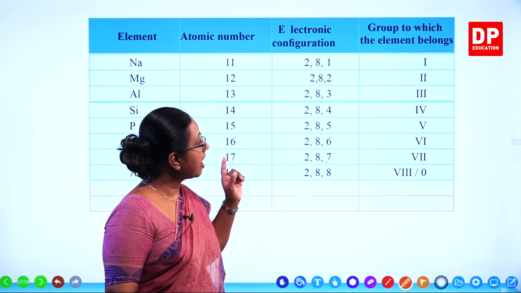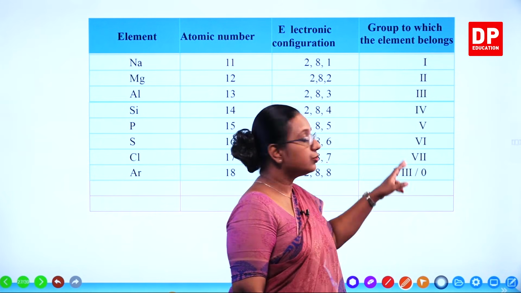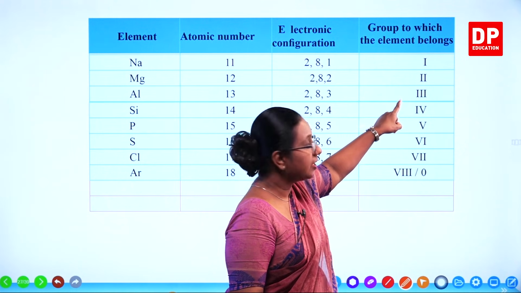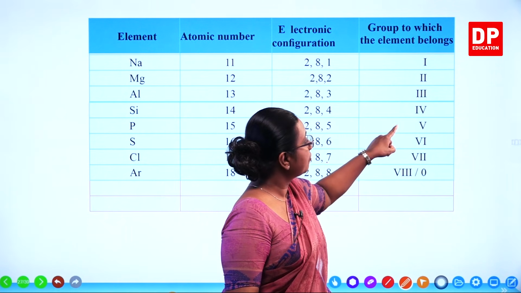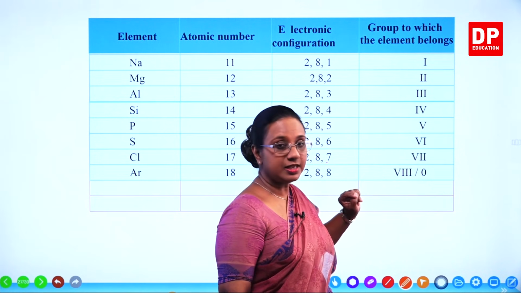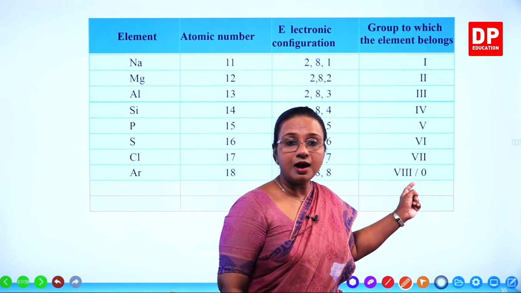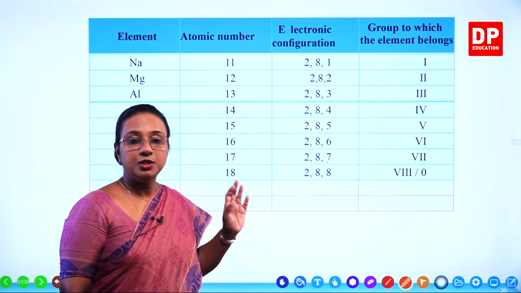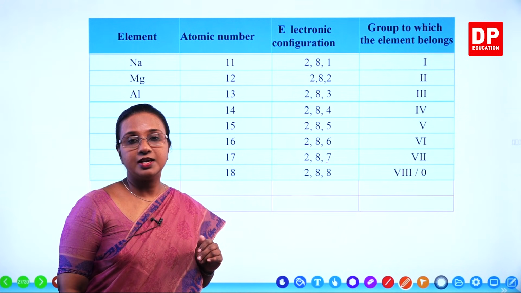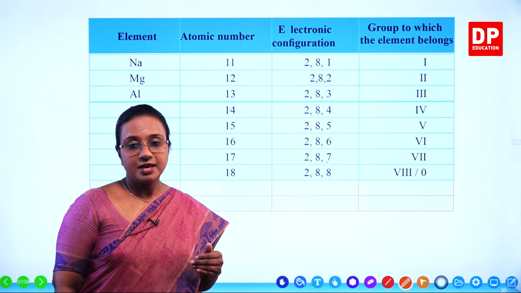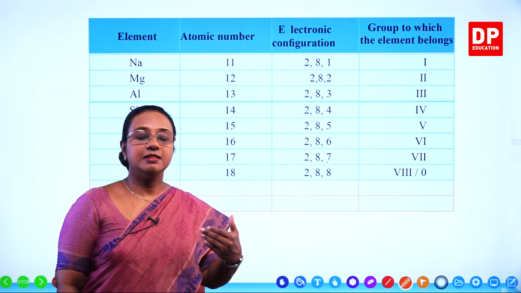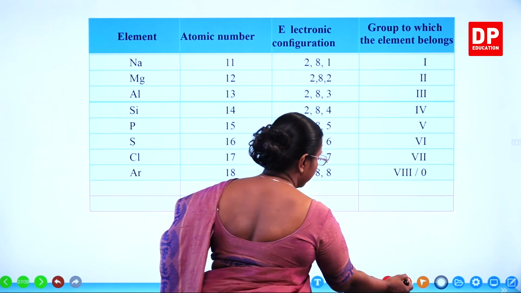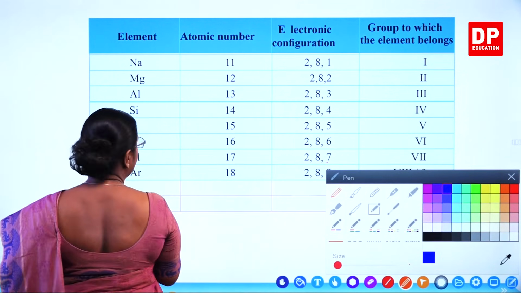So that means their group varies from 1 to 8. Sodium group 1, magnesium group 2, aluminium group 3, silicon group 4, phosphorus group 5, sulfur group 6, chlorine group 7 and argon group 8. That is the relationship again between electronic configuration and the position of the element in the periodic table. There are two more elements that you need to remember, that is potassium and calcium.